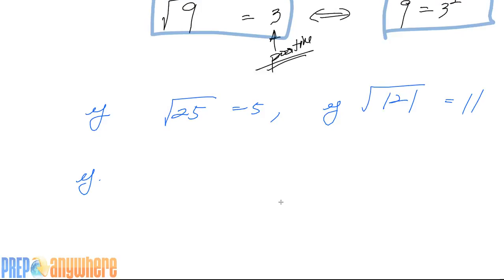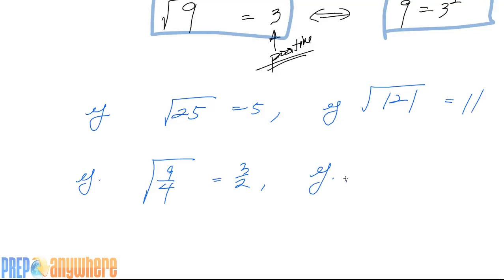Yeah, so let me introduce some fractions. What's the square root of 9 over 4? 3 over 2. Right, so if you square 3, you get 9. If you square 2, you get 4, right? So it's 3 over 2.